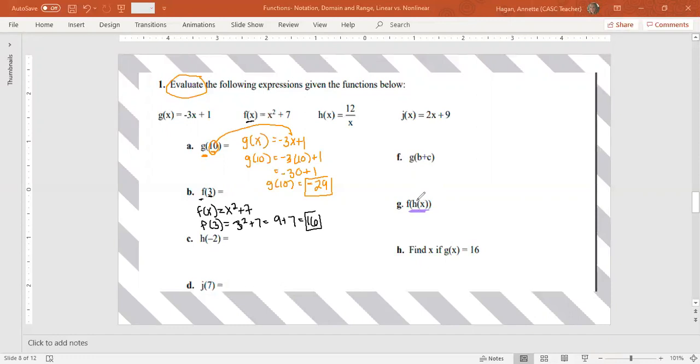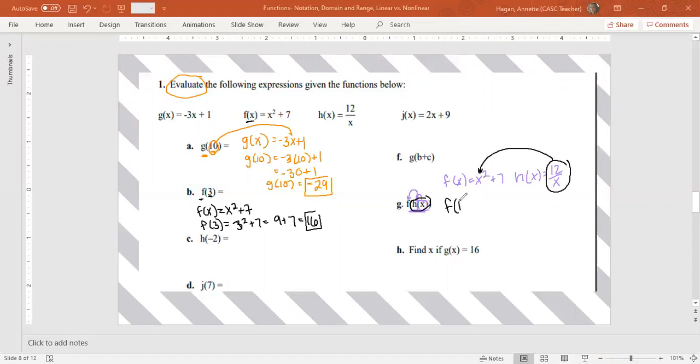So what this means is we're going to plug in x into the function h, and then we're going to take that function and plug it into f. So I have f of x equals x squared plus 7, and then h of x equals 12x. So it's already set up as h of x, so think of it as saying this is what we are plugging in for x for f. So we're taking this whole thing and we're going to plug it in for the x here.